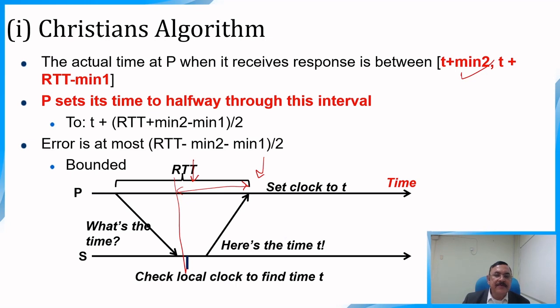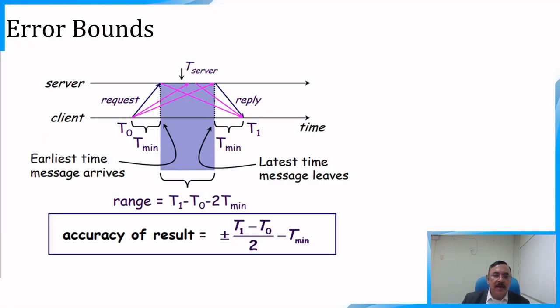So P sets its time to halfway through this particular interval, that is T plus (RTT plus min2 minus min1) divided by 2. So the error is at most (RTT minus min1 minus min2) divided by 2, and it is bounded. So these are the error bounds. The error will be in terms of (T1 minus T0) divided by 2 minus Tmin.